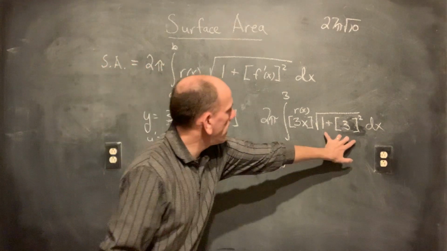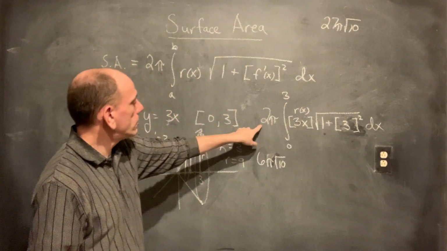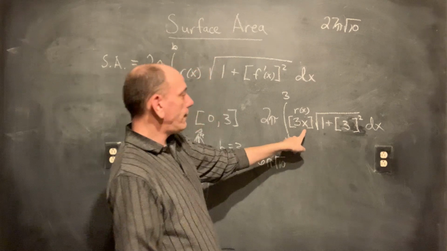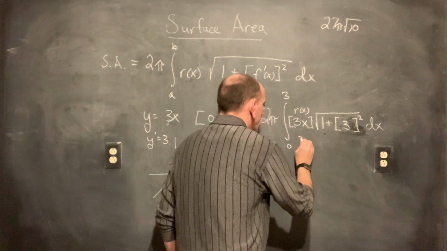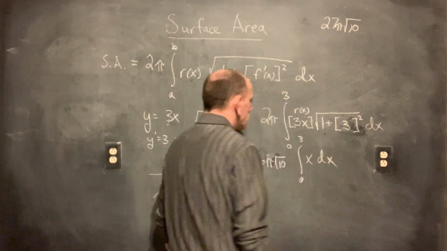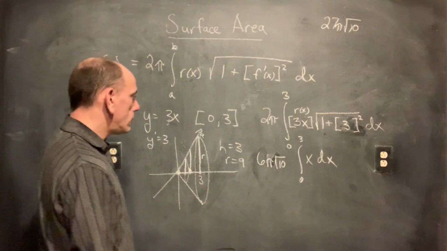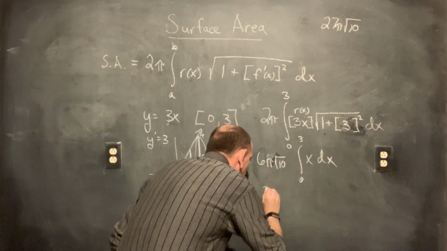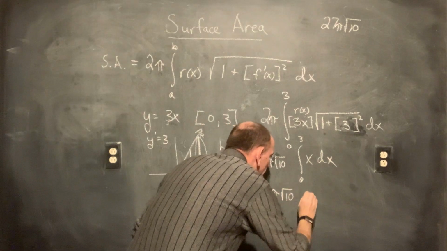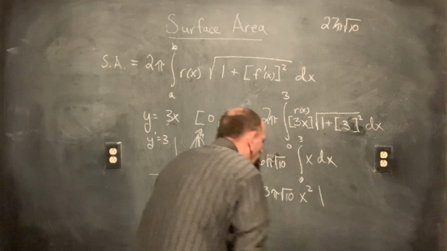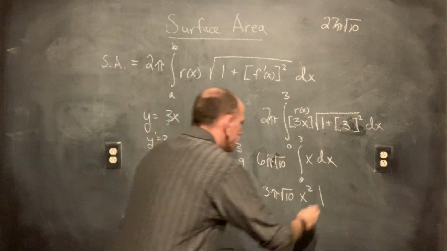So I pulled the root 10 out and the 3 out. All I have left underneath is the x. Integral from 0 to 3 of x dx. So we got x squared over 2. We'll make that 3 pi root 10 x squared evaluated at 3 and 0.